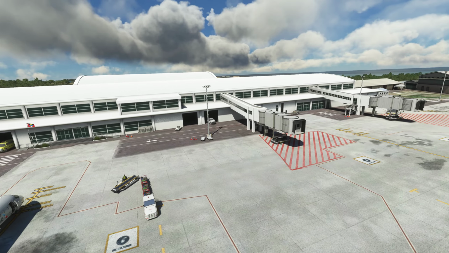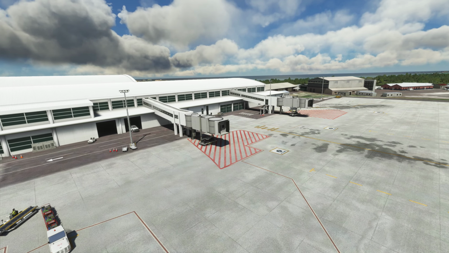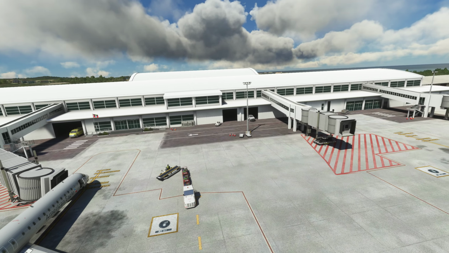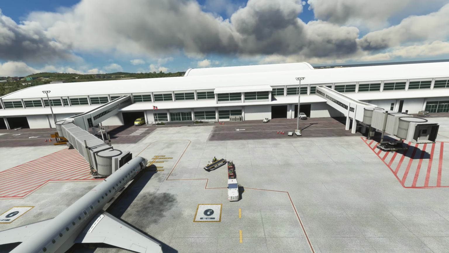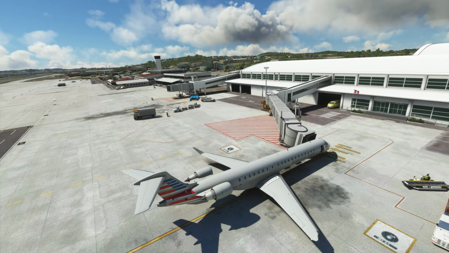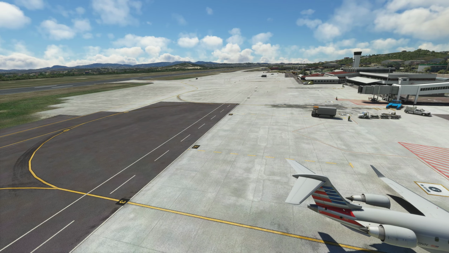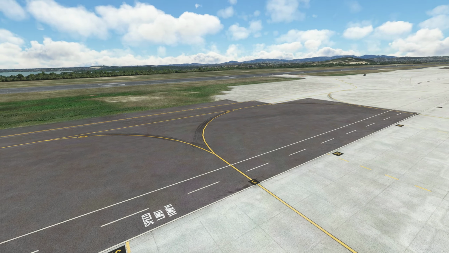This is a payware version of this airport, and I think it's not the prettiest airport in the world, but this payware version of this airport is excellent, and I really think it's worth whatever, $10.